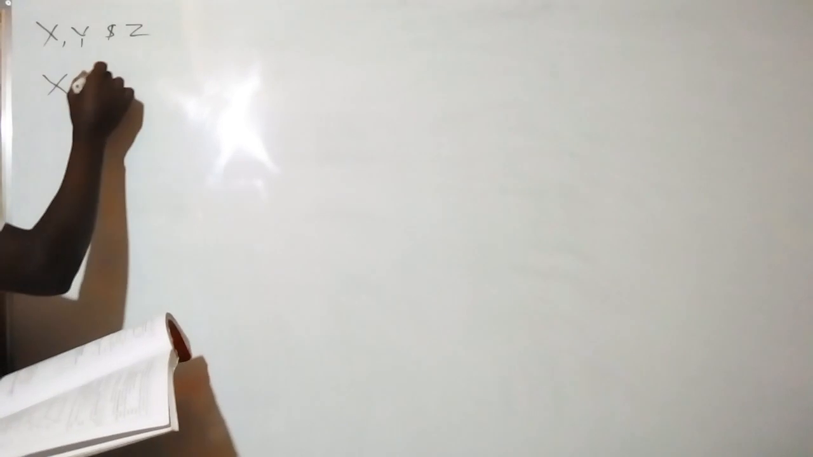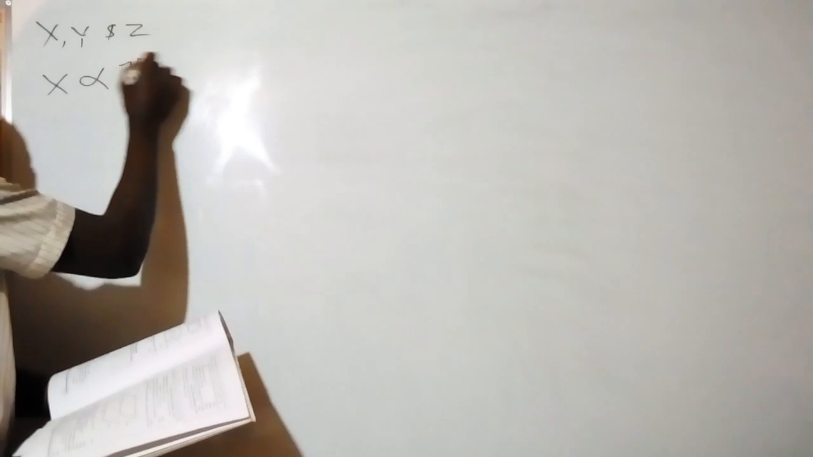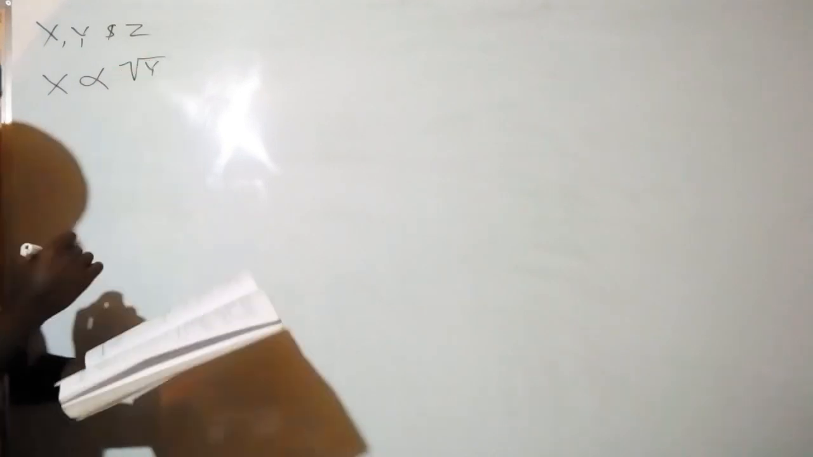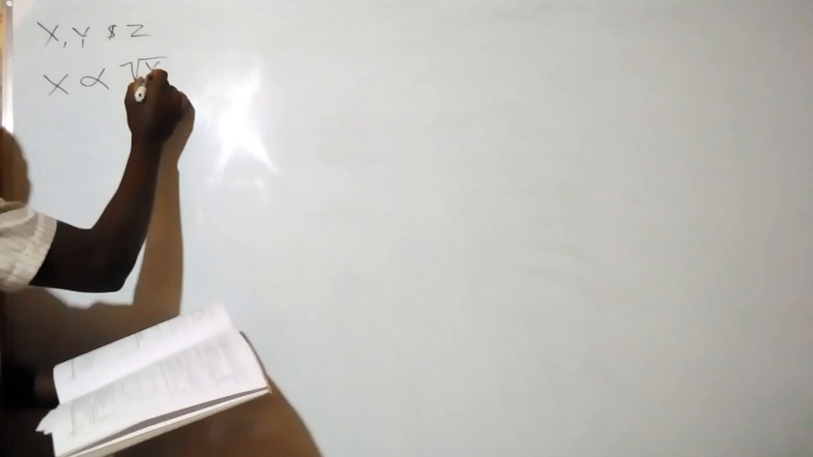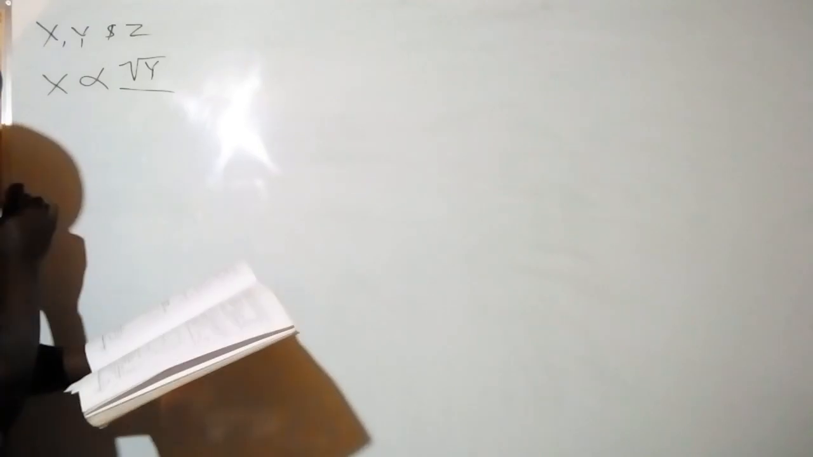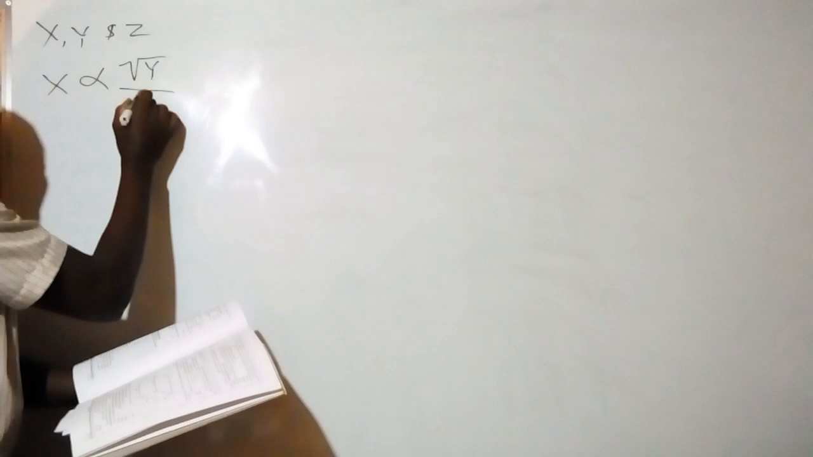valuations. And we have a question: three quantities x, y, and z are such that x varies directly as the square root of y, and inversely as the fourth root of z. That is the fourth root of z.